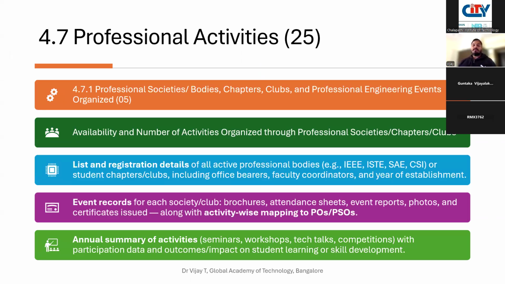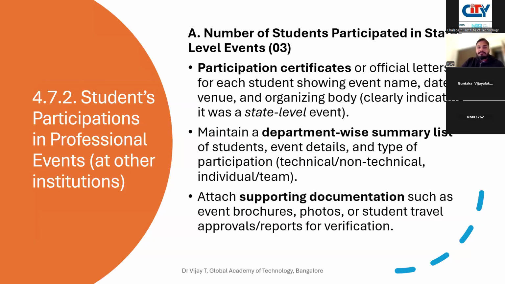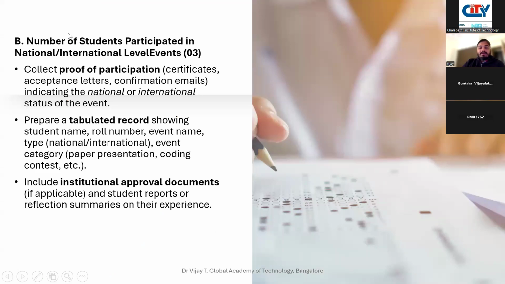So what are the societies, bodies, chapters, clubs in the department? What are the activities that you do? How many of your students have participated in such events at state, national, and international levels? If they have got a prize, there is a different marking. If they've just participated, there is different marking at state level and all other aspects. So a student participating in a program conducted in your institution would fetch very low marks. Student participation in professional events at other institutions carries a higher mark. And again, just participation and winning a prize have different marks over here at national and international level.